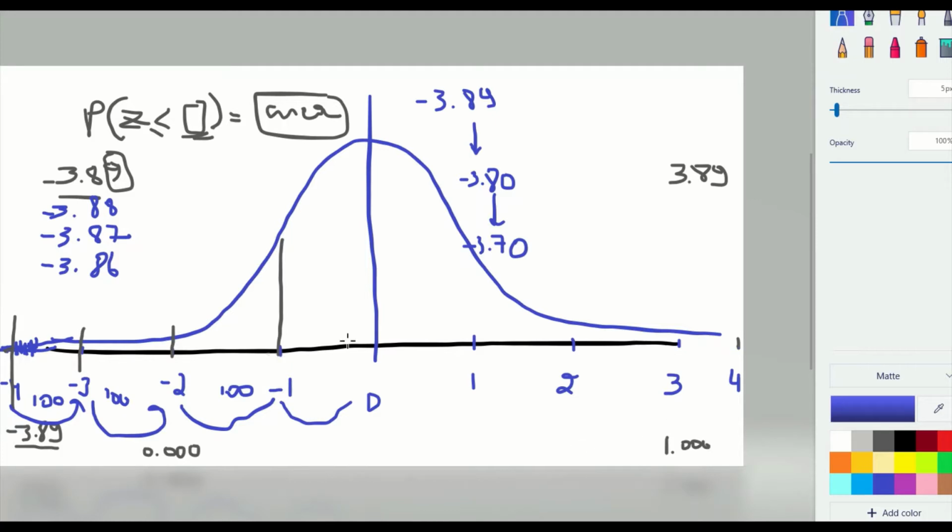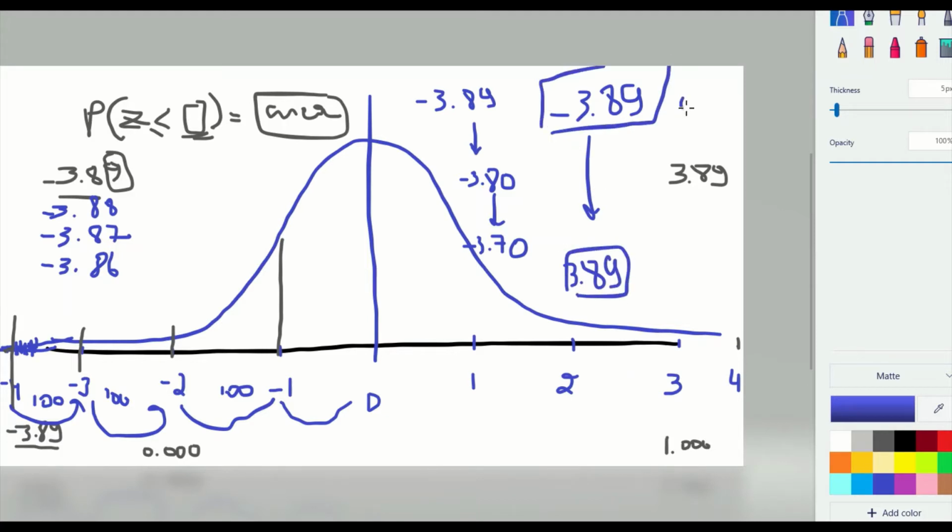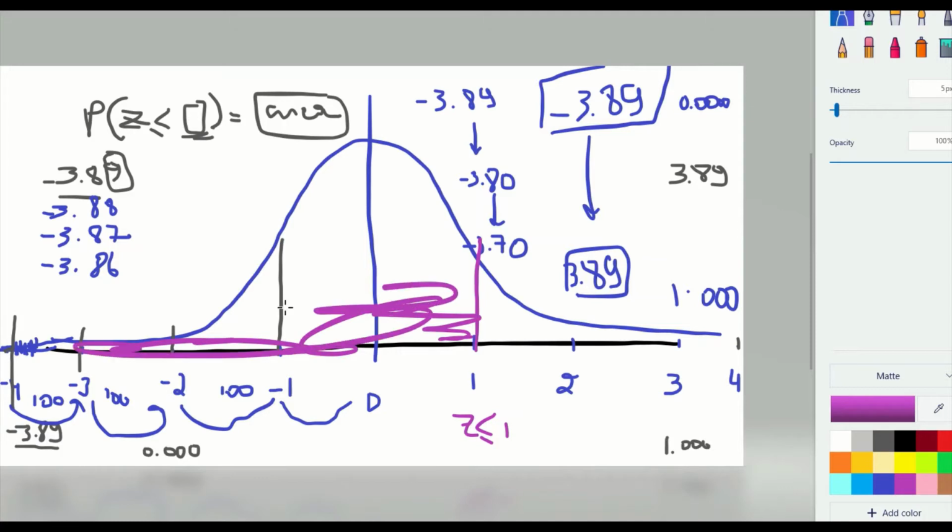So again, as they're pushing the Z from negative 3.89, which is the smallest value they picked, all the way to the largest value, which is 3.89, and the area obviously goes from 0.0000 all the way to almost 1, between these two values they've calculated about 800 cumulative probabilities. So by the time they reach Z less than or equal to 1, what they're calculating is all of this.